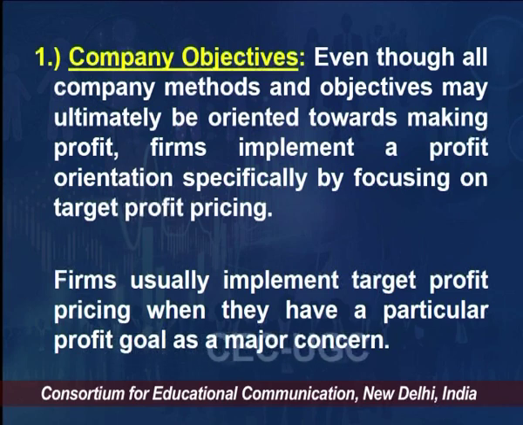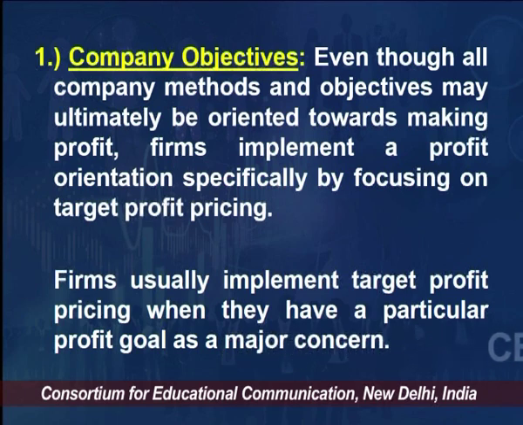So those factors I am going to tell you, that if a company is going to make a pricing decision, there are different components which actually determine your pricing decision. The first one is the company's objectives. Suppose your company is established with a specific objective, so that objective is going to be translated into your pricing decisions also. Although all company methods and objectives may ultimately be oriented towards making profit, profit is something which cannot be denied by any objective or any goal, but firms implement a profit orientation specifically by focusing on target profit pricing.